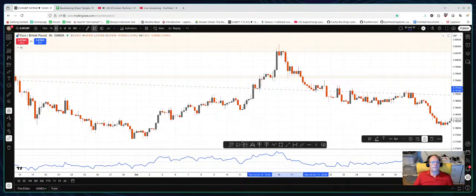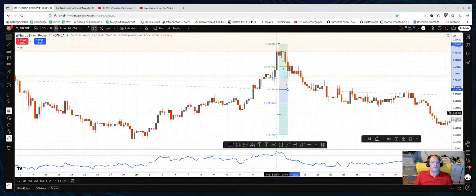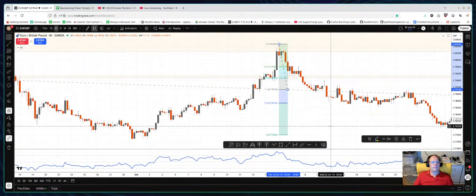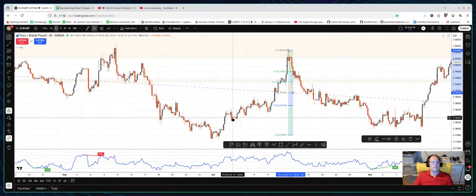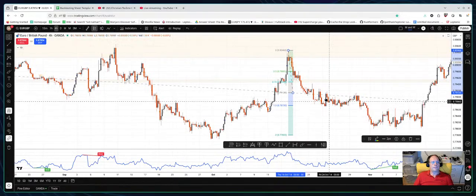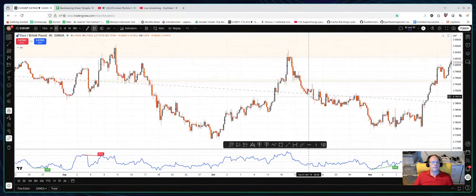Lock it in and just see if it made it to target. So this is the level. It was earlier at the level and never made it back to the level. But the neckline's pretty well respected, so I'm going to leave it in there.